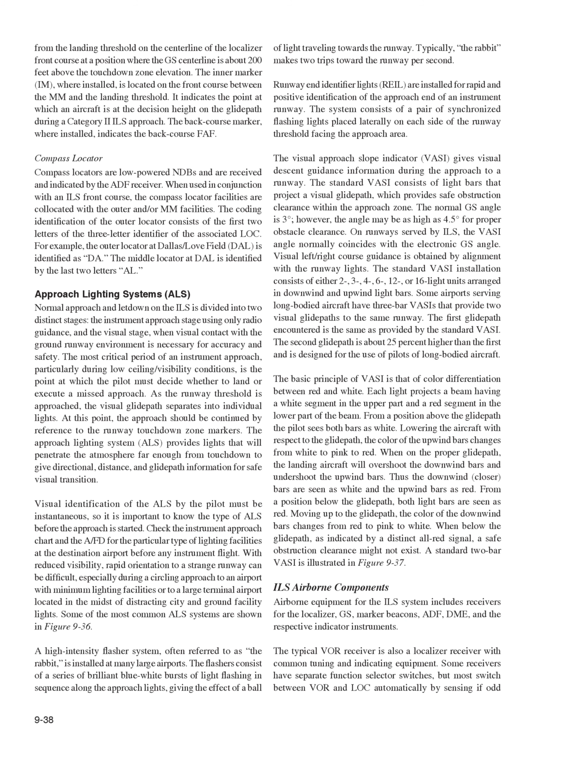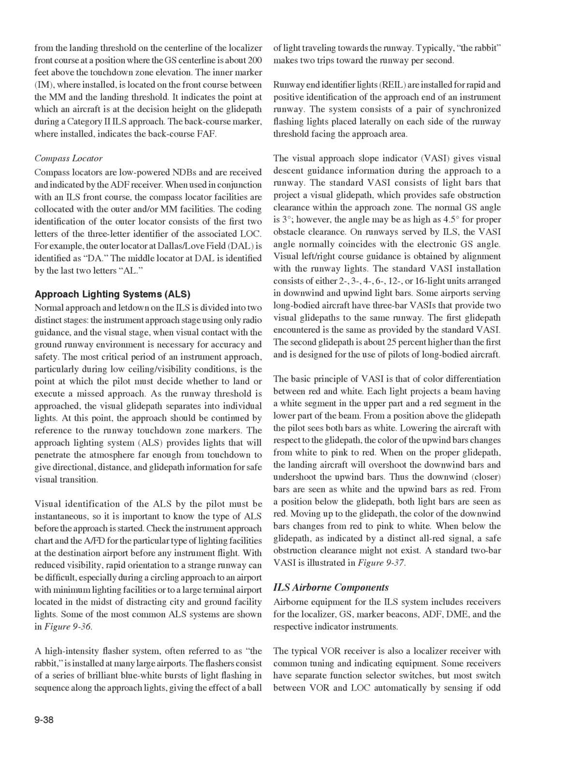A high-intensity flasher system, often referred to as the Rabbit, is installed at many large airports. The flashers consist of a series of brilliant blue-white bursts of light flashing in sequence along the approach lights, giving the effect of a ball of light traveling towards the runway. Typically, the Rabbit makes 2 trips toward the runway per second. Runway end identifier lights, REIL, are installed for rapid and positive identification of the approach end of an instrument runway. The system consists of a pair of synchronized flashing lights placed laterally on each side of the runway threshold facing the approach area.